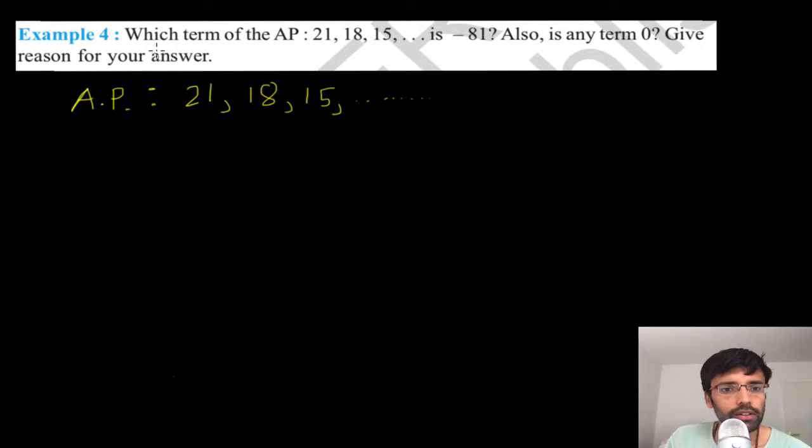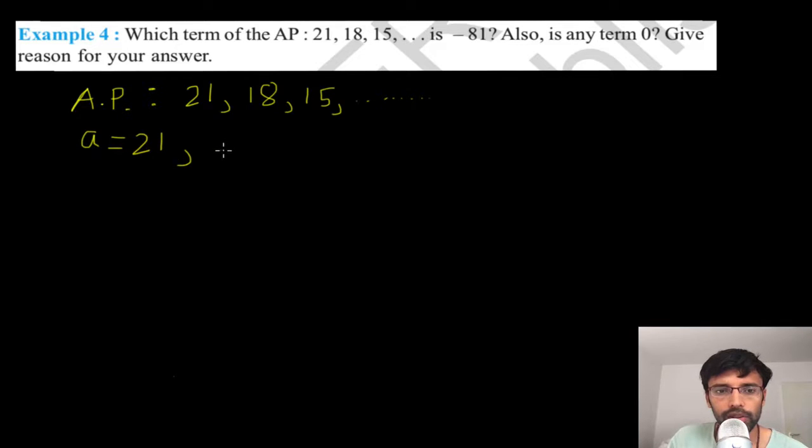We have: which term of the AP 21, 18, 15, and so on is minus 81? Okay, let us see. We have been given the AP as this. So what do we have as our first term? A is equal to 21.